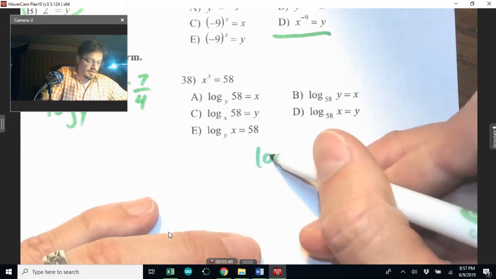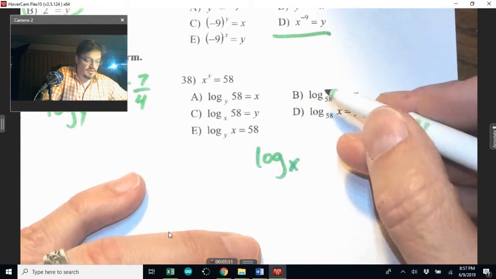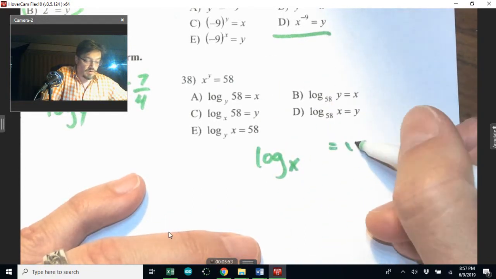Doing it again, log, the base is x. You are raising it to the y power, so we'll put the y over there.